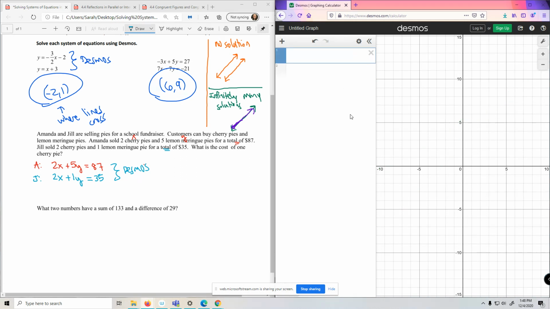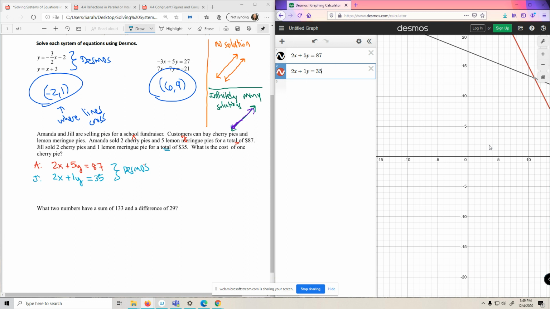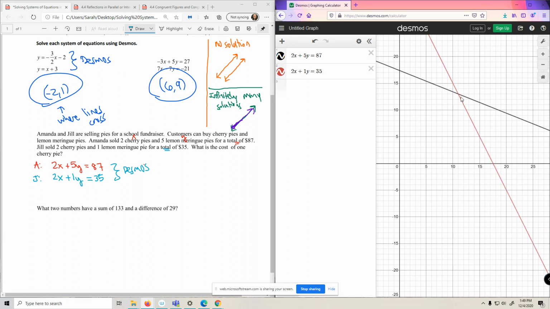All right, so typing in the first equation, 2x plus 5y equals 87. 2x plus 1y equals 35. It looks like I only have one line here. You may need to zoom in or out, especially when you have bigger numbers involved. So I'm going to unzoom here. My lines do intersect at the point 11, 13. So Desmos tells us that we get the point 11, 13.